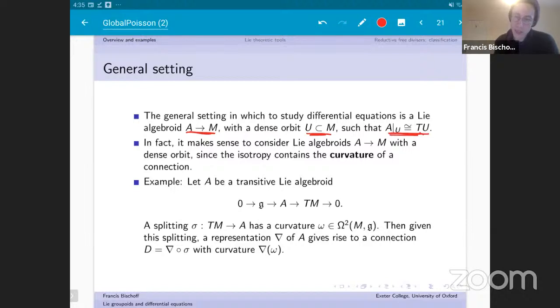And the reason why this might be interesting is that the isotropy, you can use it to encode the curvature of a connection. So here's just one example of this. If A is a transitive Lie algebroid, it sits in this exact sequence. So G here is the kernel of the anchor map, and it's a bundle of Lie algebras. If we choose a splitting sigma, then if this splitting doesn't preserve the bracket, it will have a curvature, which is a two-form valued in G. And so using this splitting, we can convert any representation of A to a connection on the tangent bundle, which has a curvature given by omega.